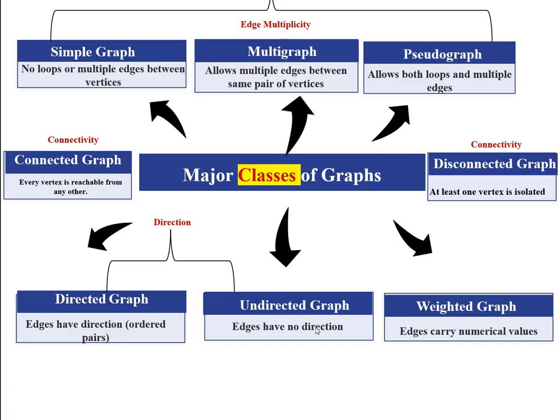So that means we can classify graphs. What are the major classes of graphs? Depending on the edge multiplicity, connectivity, and direction, we can have major classes of graphs as simple graph, multigraph, pseudograph, connected graph, disconnected graph, and directed graph, undirected graph, and if edges carry numerical values, we have a weighted graph. So these are some of the major classes of graphs.